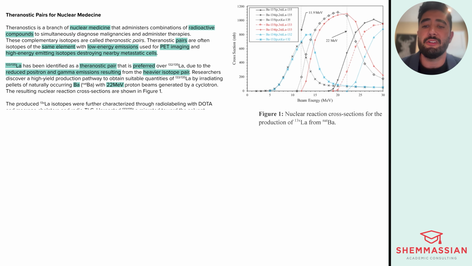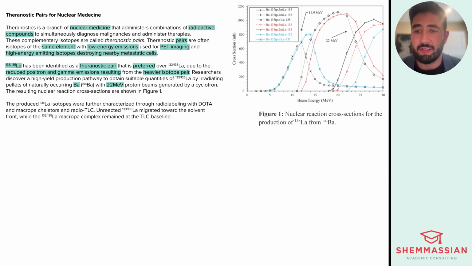Paragraph number 3 states that the produced 13X lanthanum isotopes were further characterized through radio labeling with DOTA and Macropa chelators and radio TLC. That unreacted 133 and 135 lanthanum migrated towards the solvent front, while the 133 and 135 lanthanum Macropa complex remained at the TLC baseline.